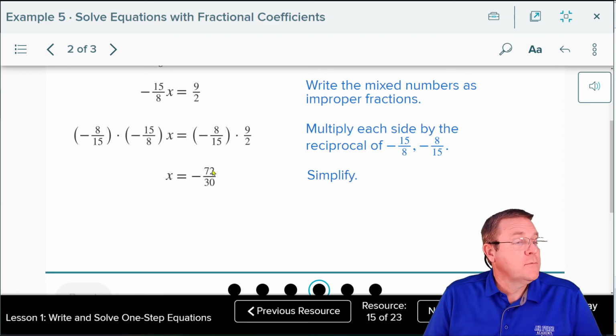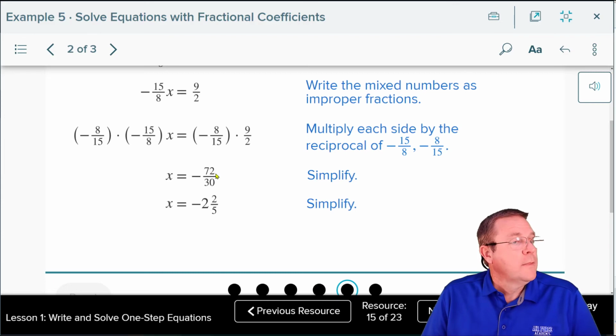8 times 9 is 72. 15 times 2 is 30. Negative times the positive is negative. And now they're going to simplify, which they did a couple things in one fell swoop. They divided the 72 and the 30 by, I'm thinking 4? No, not 4, 2. And when they did by 2, they ended up getting, no, it's going to be by 6. They divided them by 6, so 72 divided by 6 gave them 12. And then 30 divided by 6 gave them 5. And then the negative 12 over 5 became negative 2 2/5 for their final answer.